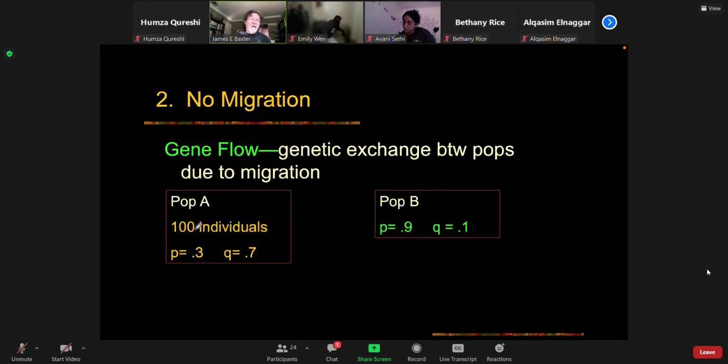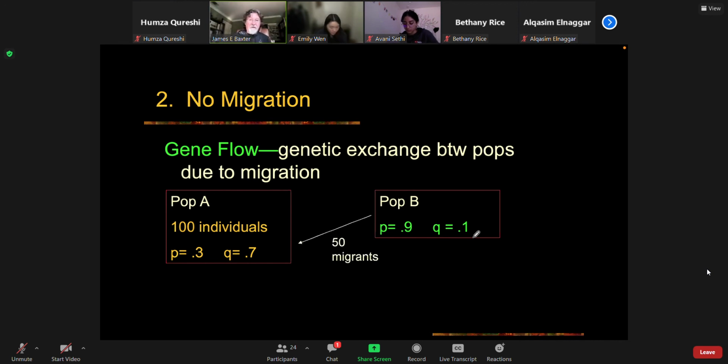Okay, I'm going to say here that we have population A that consists of 100 individuals. And so p is equal to 0.3, q is equal to 0.5. We have a second population, B, which has a different allele frequency: p is equal to 0.9, q is equal to 0.1. Now, what I'm going to do here is have a one-sided migration. I'm going to move some individuals from population B into population A, so we're not having reciprocal migration.